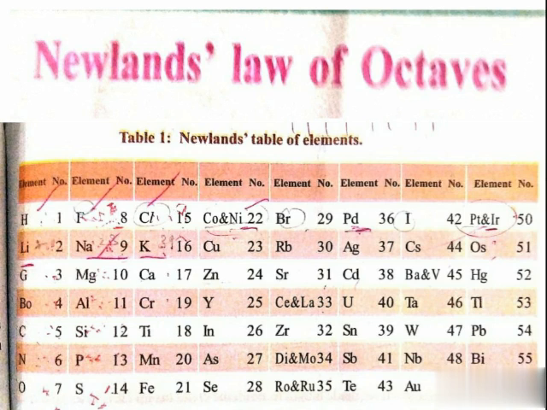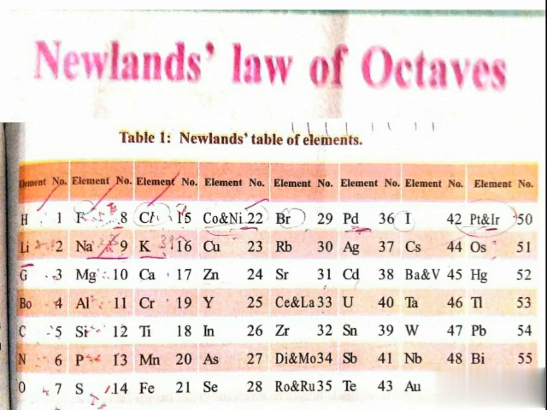Once you observe Newland's table of elements, the elements with similar chemical properties are present along the horizontal row. Newland was the first to assign atomic numbers to elements.